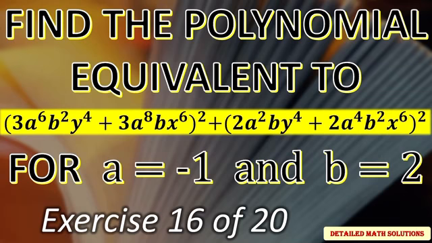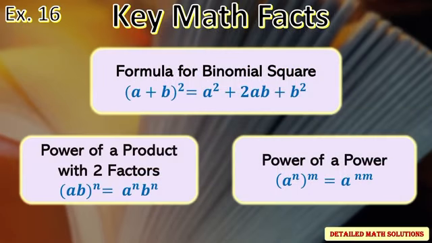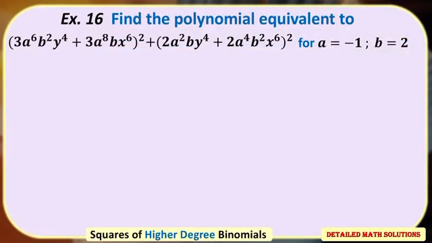In this video, I'm going to write step by step how to find the equivalent polynomial for a equals -1 and b equals 2. To solve this exercise, I'm going to use the formula for binomial square and the rules of exponents for power of a product with two factors and power of a power. Find the polynomial equivalent to the expression for a equals -1 and b equals 2.